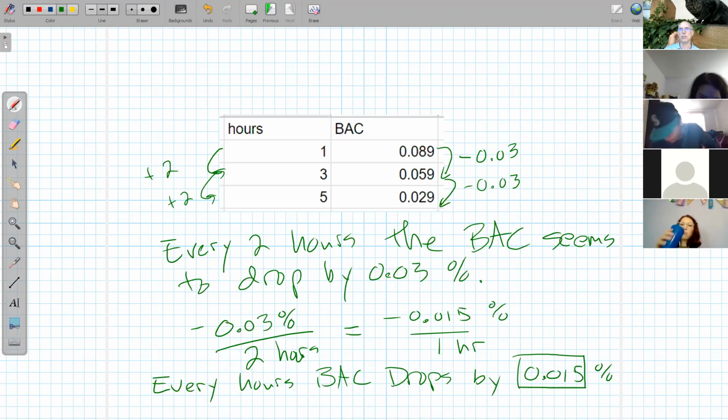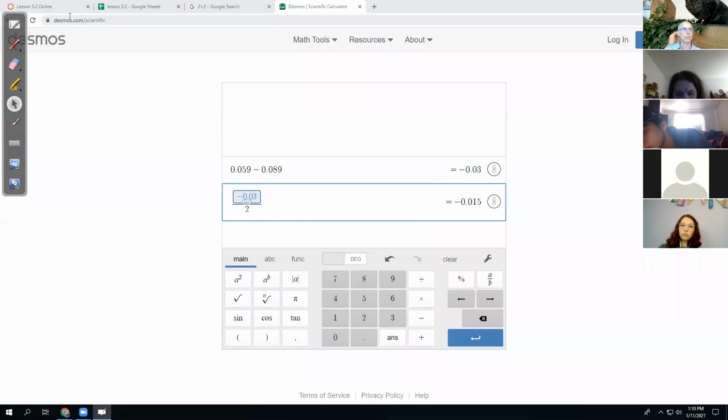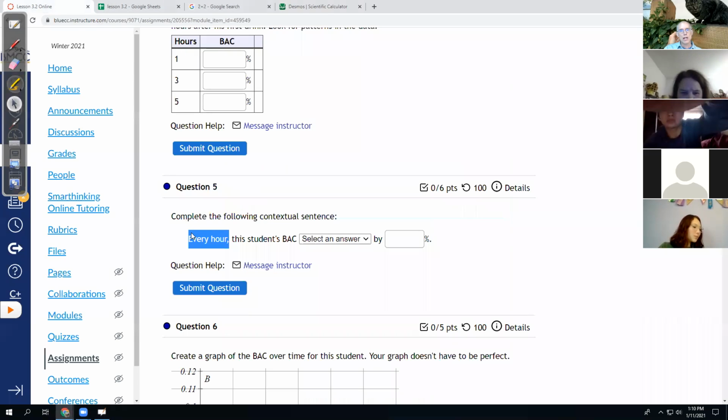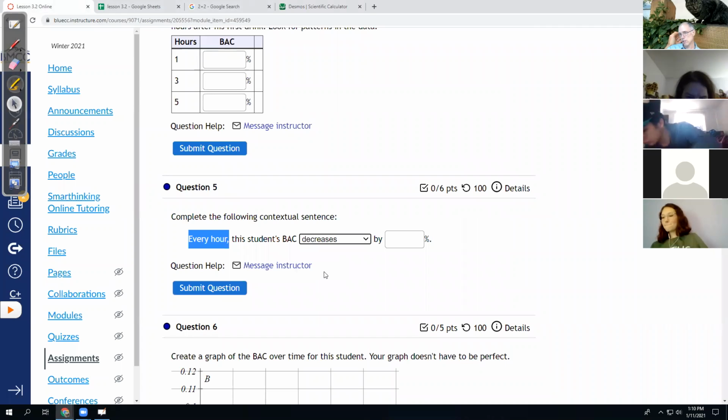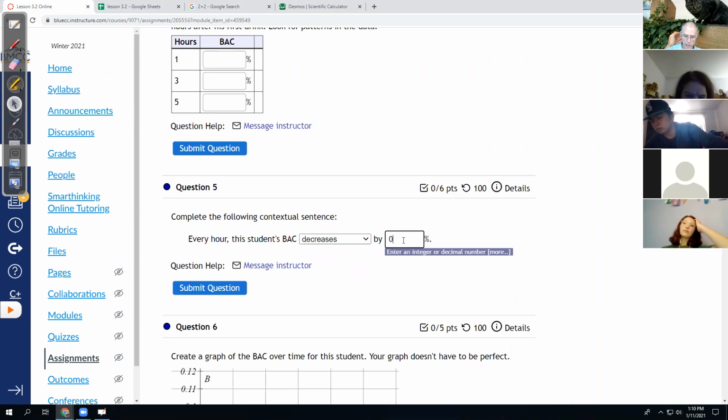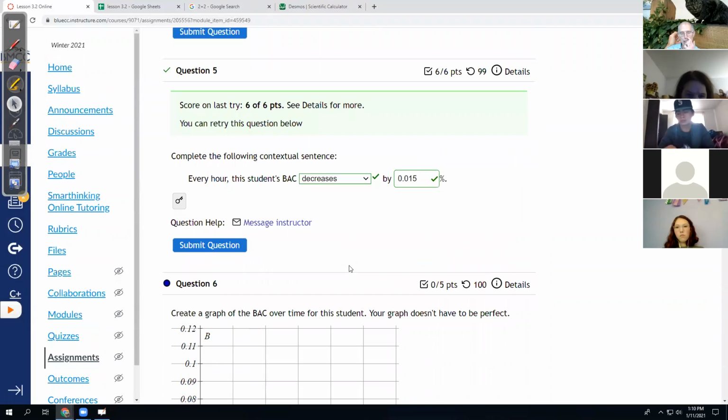So let's go look at that screen. That's what we put, huh, Natalie? Every hour, this student's BAC decreases. They're using decrease instead of drop. Now they have the percent symbol out there for me, so all I need to do is type the 0.015. I don't need the negative because I have the word decrease and the percentage outside, so that looks pretty good. And again, the reason I put you in groups is that way you convince each other that you're right before you push that button.